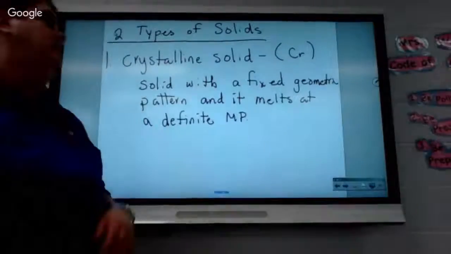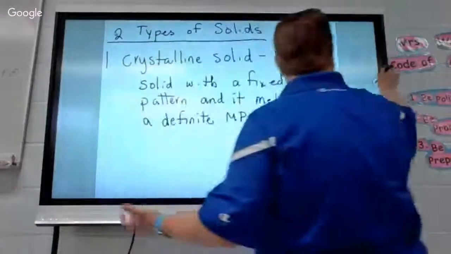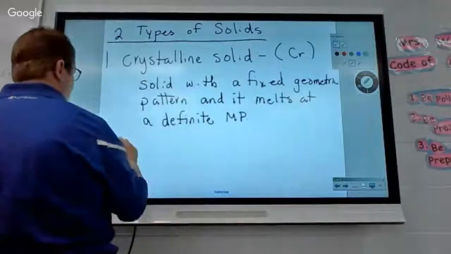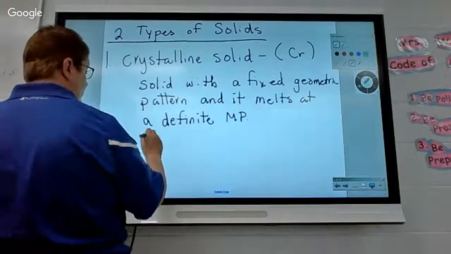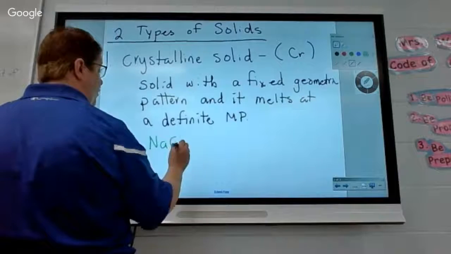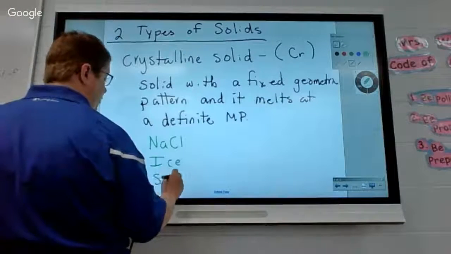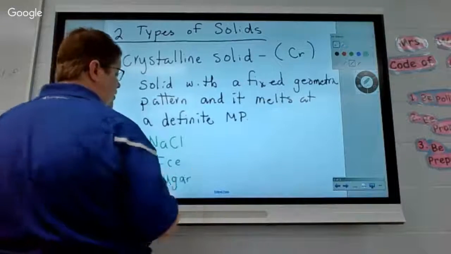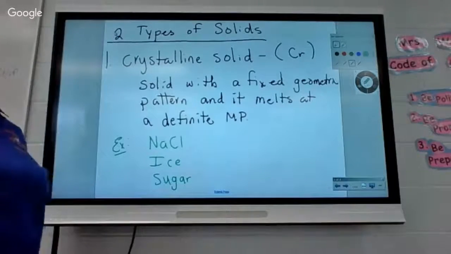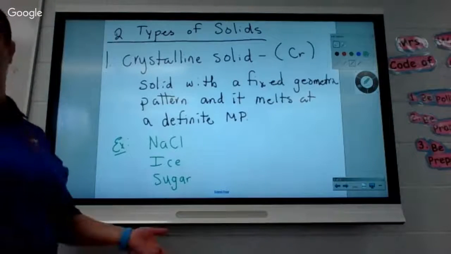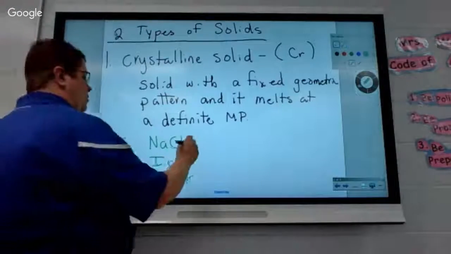All right, so what would be some examples of some crystalline solids? All right, salt would be a great example. Okay, ice is another crystalline solid. All right, sugar is another crystalline solid. And these are actually three that I want you to know what their crystal shape is. They're the only three I'm going to make you know. And that's because they're so common that I think they're worth knowing in an honors class.